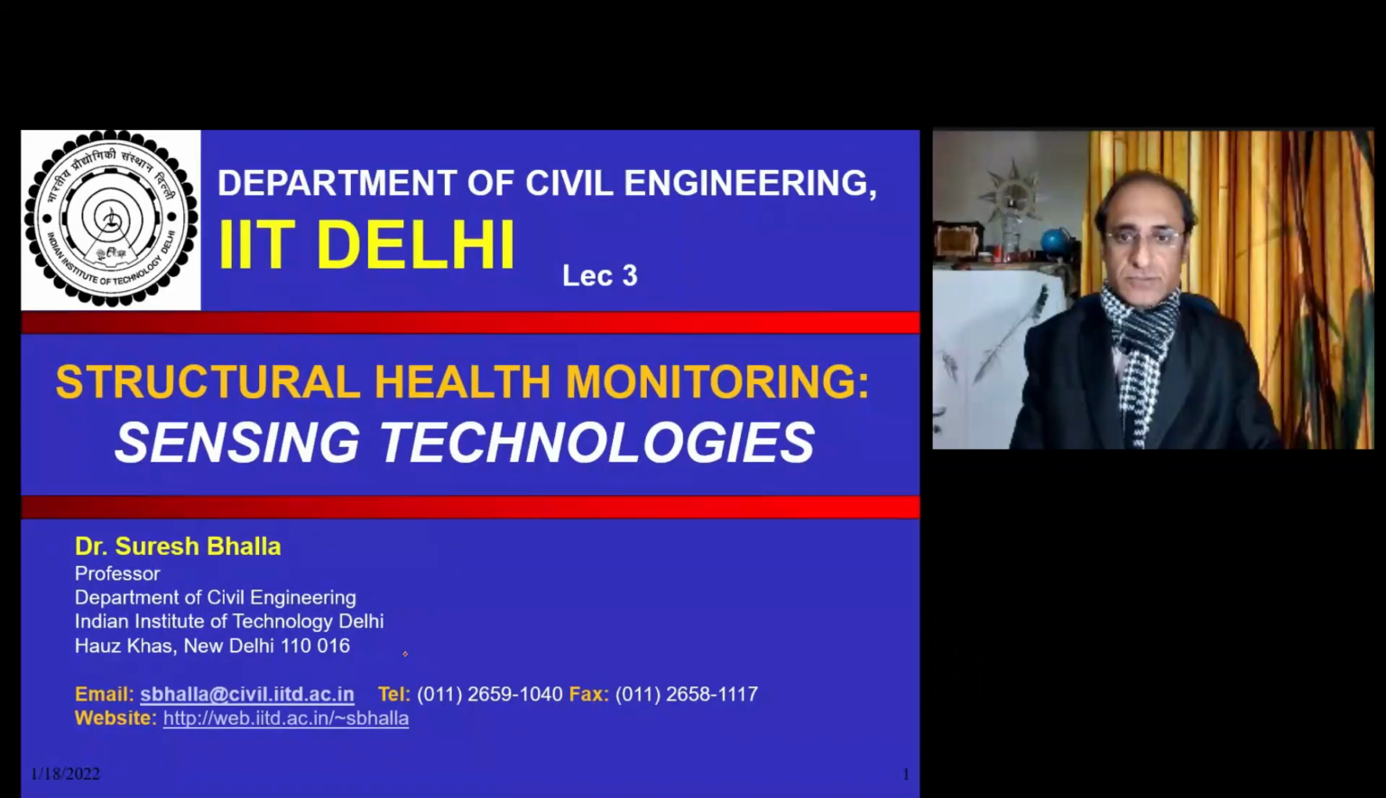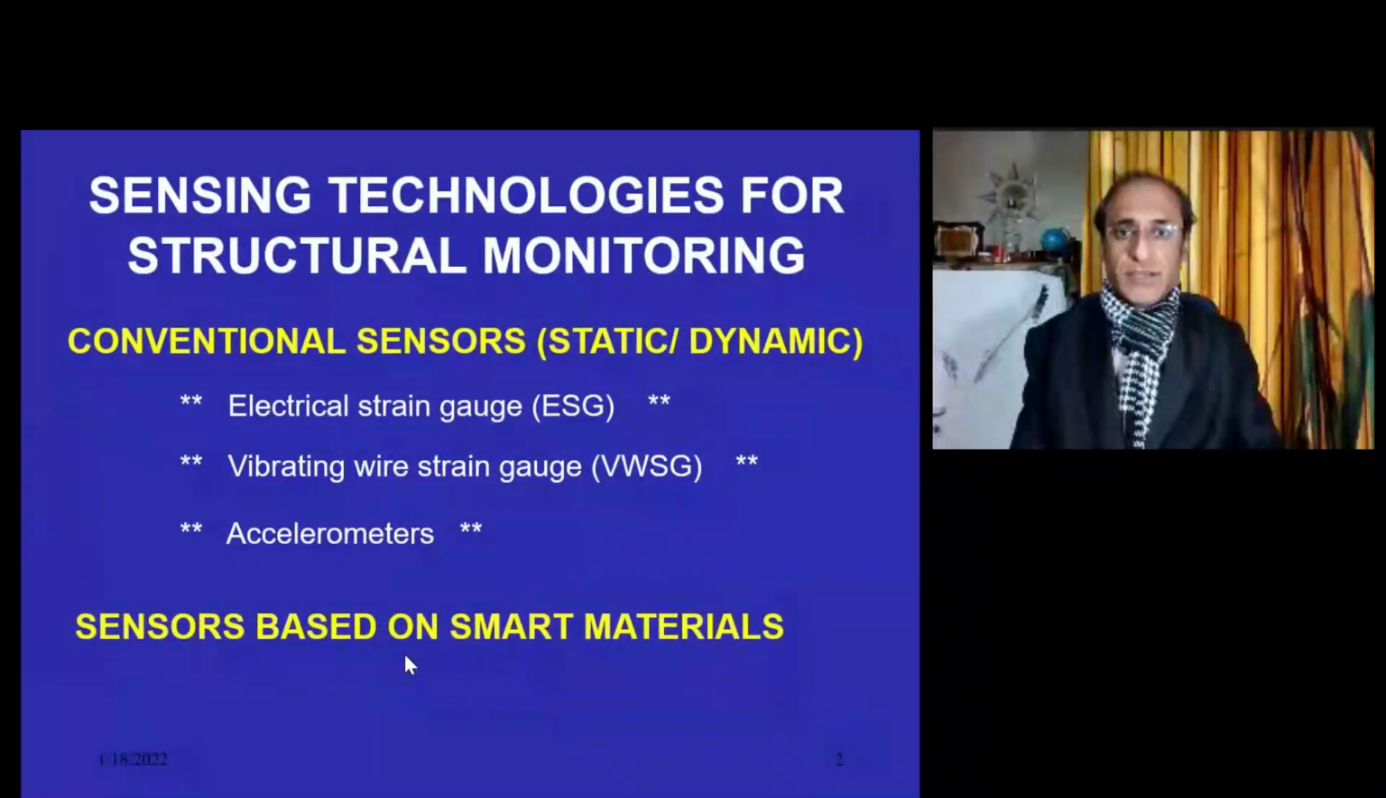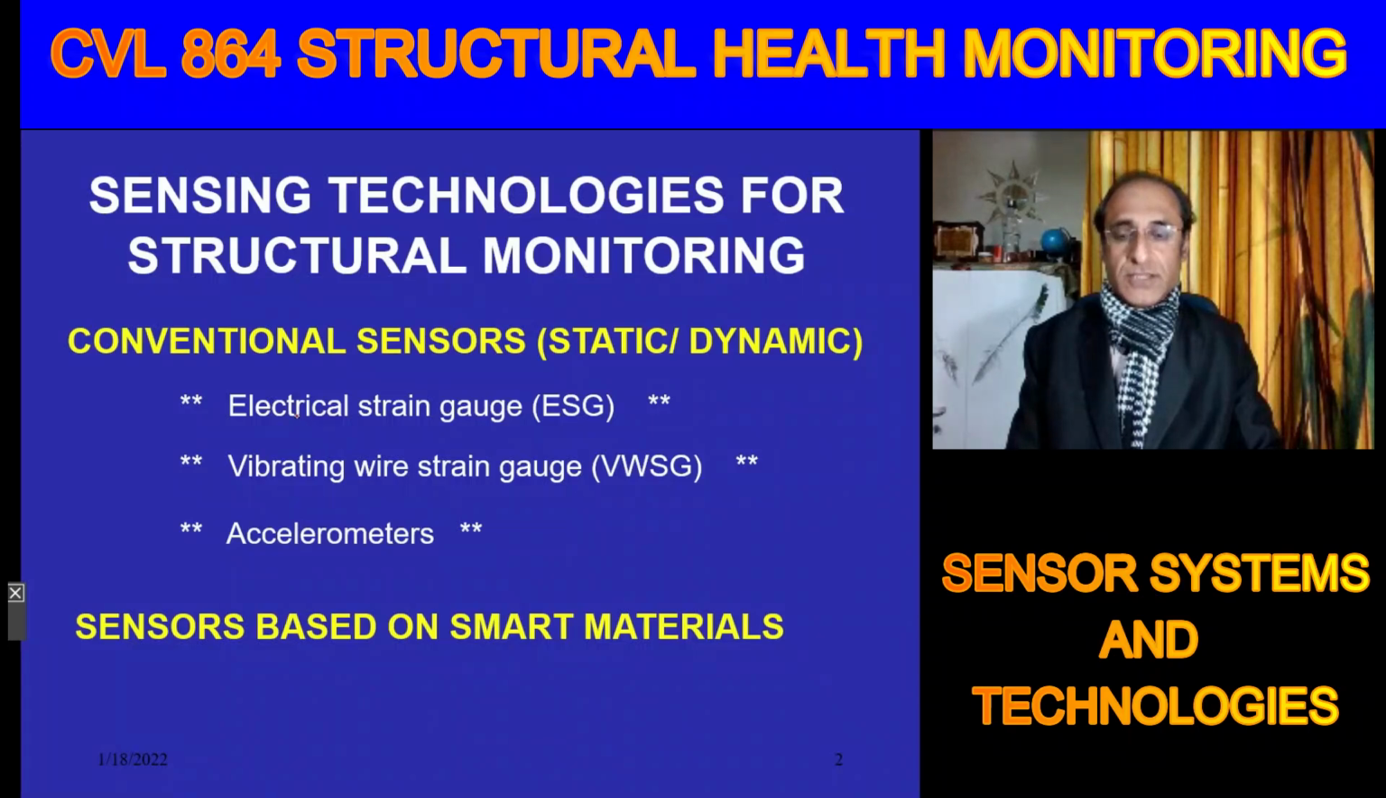Okay. So basically here we'll be talking about two types of sensors, conventional sensors and the sensors based on smart materials. Now both are equally important, the reason being that we must understand each type, then only we'll be able to see the importance of the advanced sensors. So let's first do the conventional sensor.